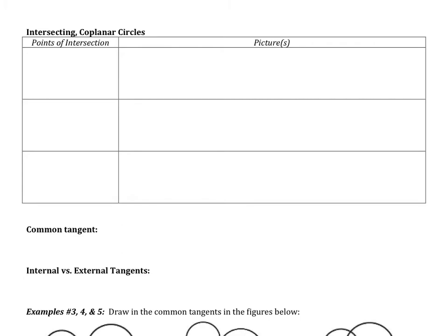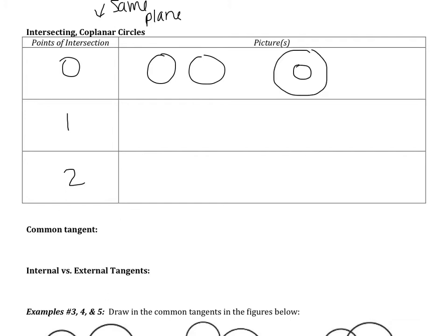Okay, next thing I want to talk about is intersecting coplanar circles. So coplanar just means that they are on the same plane. Okay, so if I have 2 circles, they could intersect 0 times, they could intersect 1 time, or they could intersect 2 times. Circles that do not intersect could look like this. They're just next to each other, they plain don't intersect. Or there could be one inside of another.